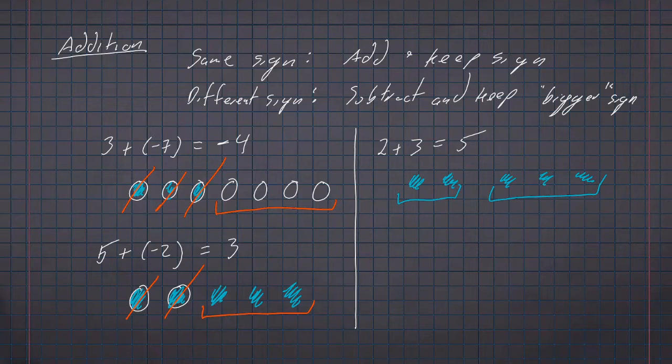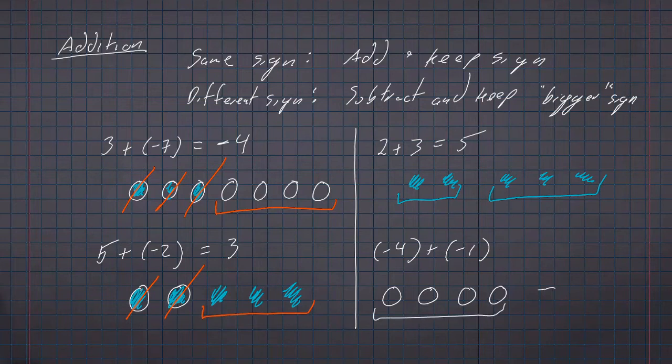Same thing happens with negative numbers. If I have -4 plus -1, -4 is 4 wholes. -1 is 1 more whole. All told, that's 5 wholes, 5 negative things. The rule here says if you have the same sign, you add them and keep the sign. -4 and -1 are both negative. 4 plus 1 is 5, so -4 plus -1 is -5.